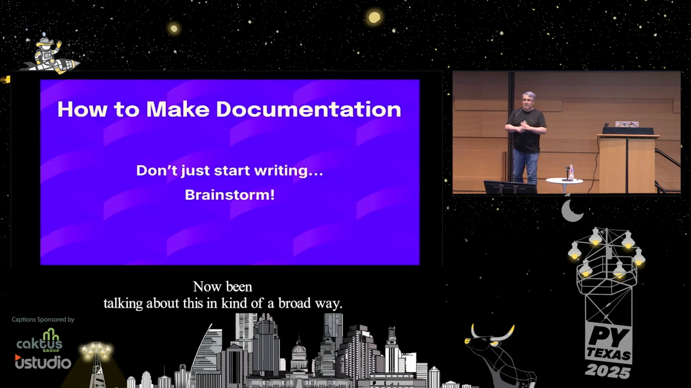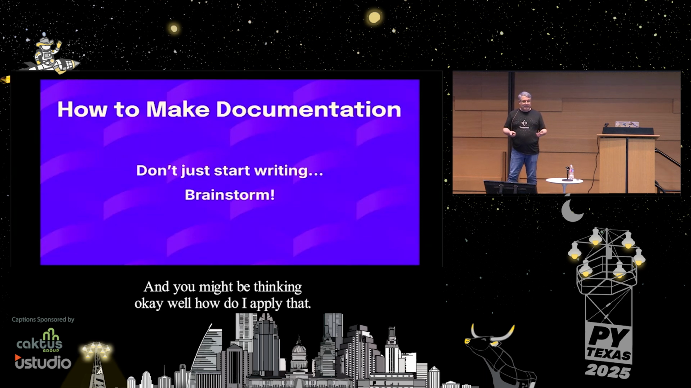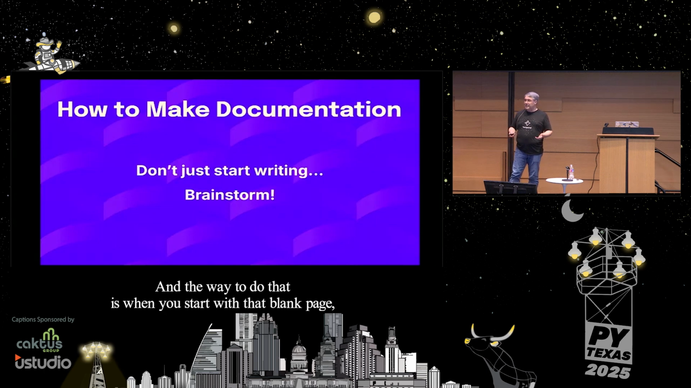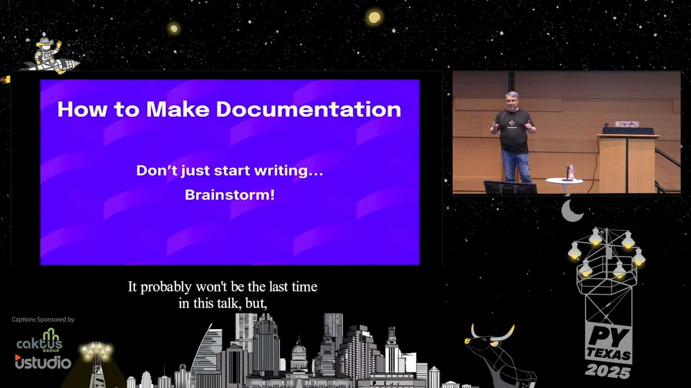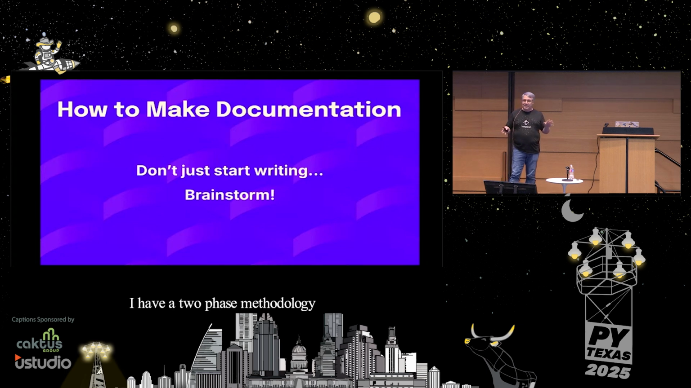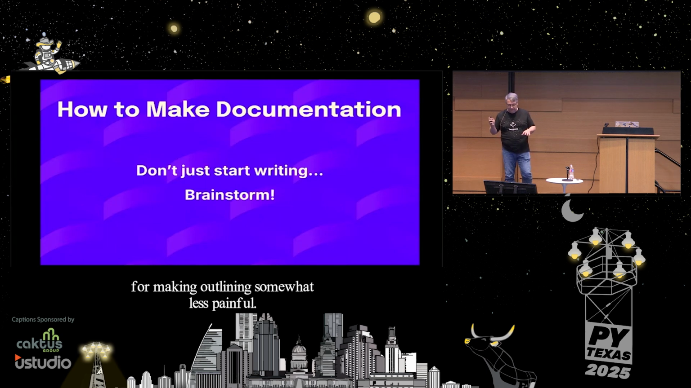Now, I've been talking about this in kind of a broad way, and you might be thinking, okay, well, how do I apply that? And the way to do that is when you start with that blank page, you want to start with the verbs. And that means, yes, you're going to make an outline. And if you are currently having flashbacks to 4th grade English, I apologize. It probably won't be the last time in this talk. But I have a 2-phase methodology for making outlining somewhat less painful.